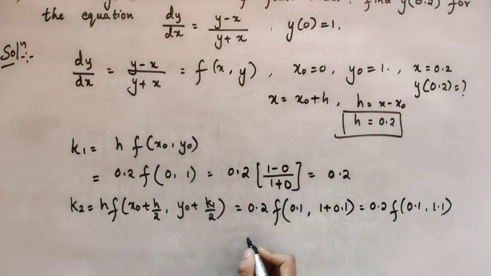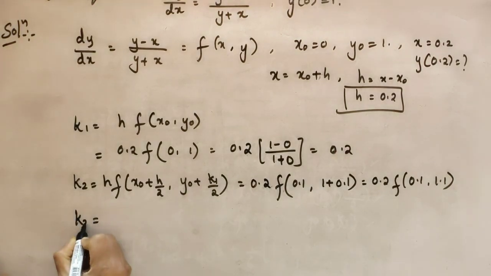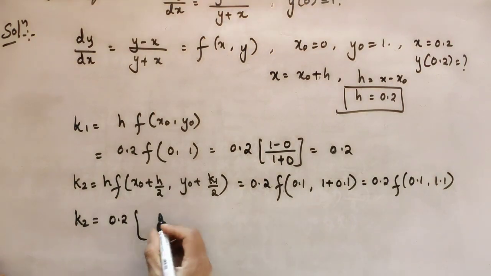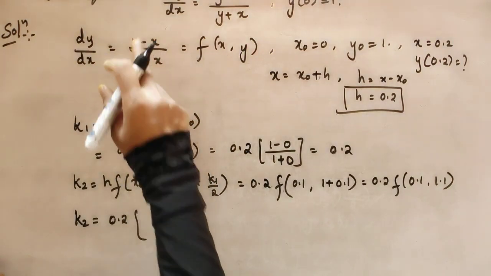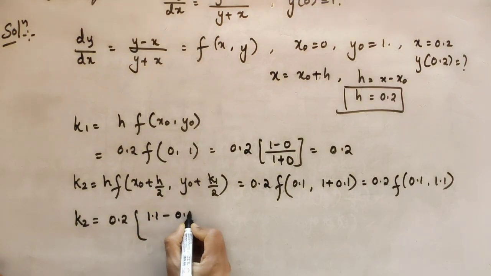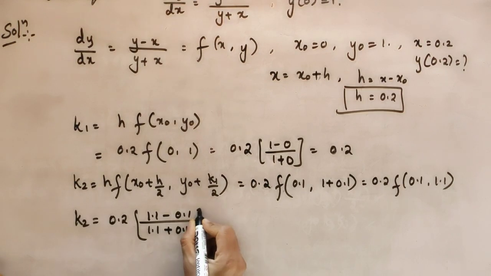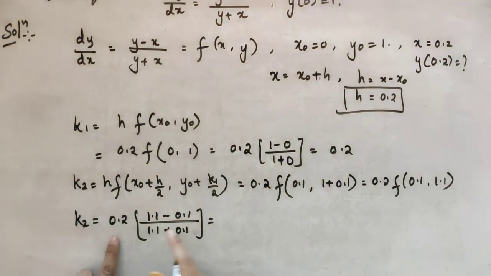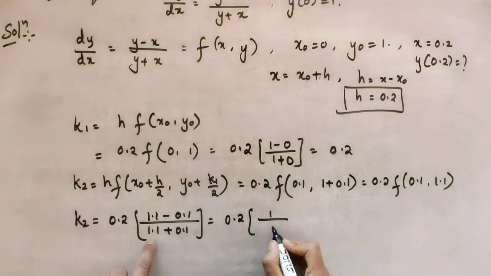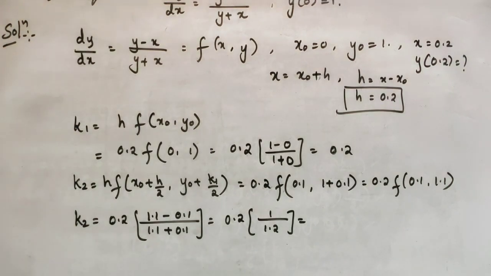Now let us substitute the value for f of x, y here to get the value for k2. So k2 is equal to 0.2 into the value of y minus the value of x. How is it defined? Value of y minus the value of x, so 1.1 minus 0.1 divided by 1.1 plus 0.1. Now here it will be 0.2 times 1 divided by 1.2, that is 1 divided by 1.2.